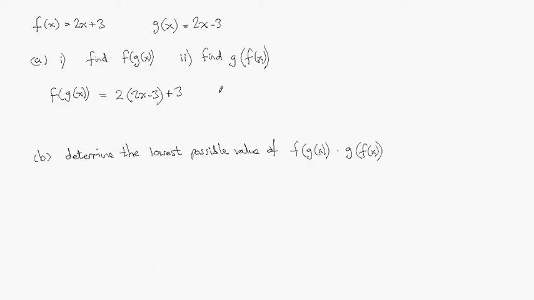And in the second part, g of f of x, well, this time it's the x in g of x equals 2x minus 3. That's to be replaced with the definition of f of x. So we have g of f of x is equal to 2 times this 2x plus 3, minus 3 this time.